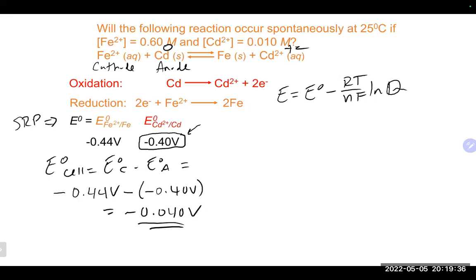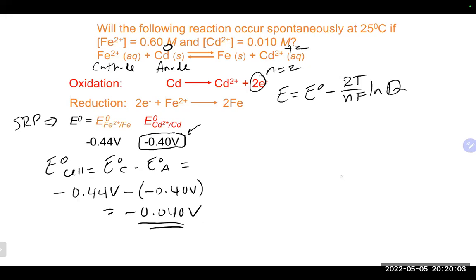So under standard conditions, is this reaction spontaneous? It is not, right? We got a negative voltage there. So it's a non-spontaneous process under standard conditions. Here we're not under standard conditions. We played with the concentration, so let's see if that did anything to help. We can put our numbers in here. Our n is going to be 2 in this case.